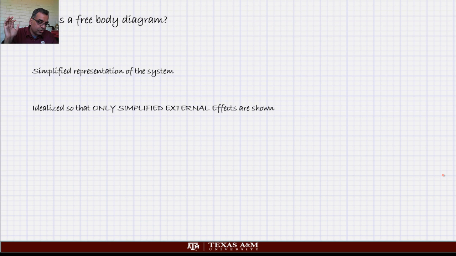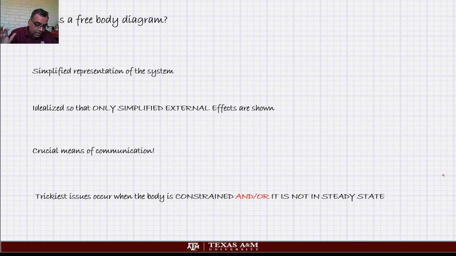So what's a free body diagram? First and foremost, it's a simplified representation of the system. It's a system that has been separated and idealized so that only external effects are shown. This simplification is very important. In engineering, it's also a crucial means of communication. The difficulty with this, which seems pretty straightforward, especially in engineering applications, is when the body is constrained and/or it's not in steady state, that is, it's accelerating. Then these things get into difficulties.